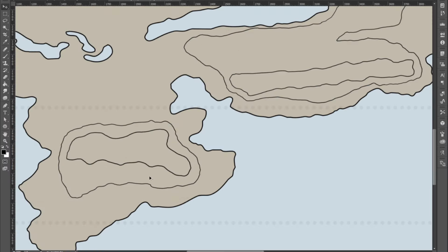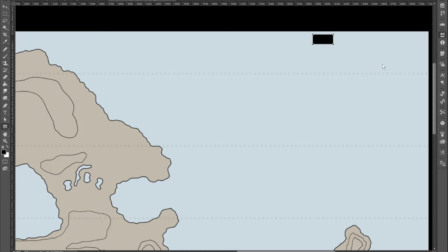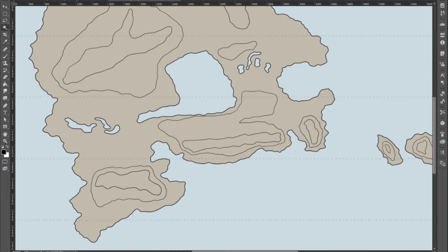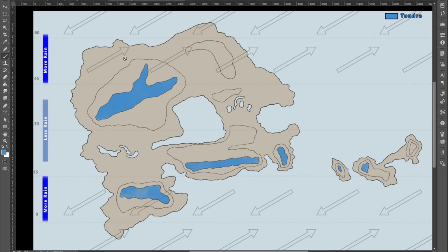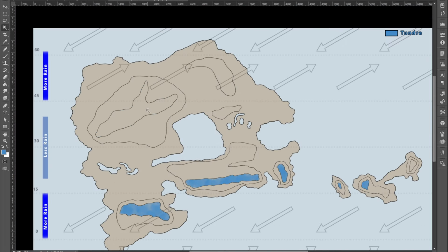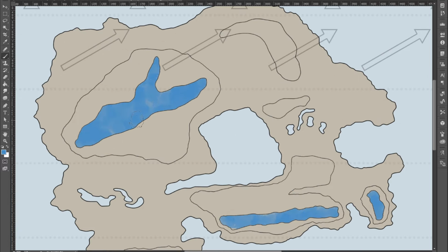Finally, we are ready to fill in our continent's biomes. First, we're going to mark off our more extreme environments, starting with some tundras at the tops of our mountains, and then some deserts on the leeward sides of mountain ranges.